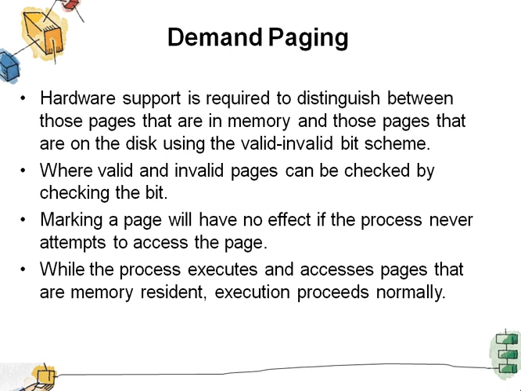Marking a page will have no effect if the process never attempts to access the page. If the process doesn't attempt to access the page, then there will be no effect. While the process executes and accesses pages that are memory resident, execution proceeds normally. So when the process accesses pages that are already in memory, there will be no problem. The process will execute normally. So the valid bit is for pages that are in memory. The invalid bit is used to mark those pages that are on the hard disk.